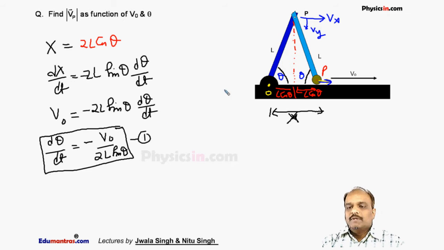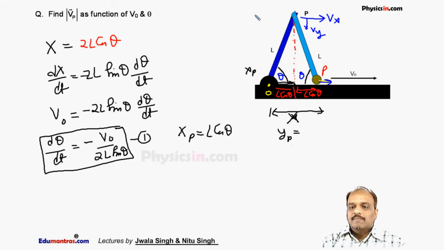Now for this point P, I can say the x coordinate of point P, if this is our origin, is xp, and this distance is L cos theta. In the same way, the y coordinate of point P, yp, is equal to L sine theta.